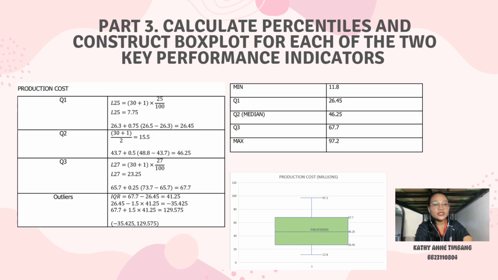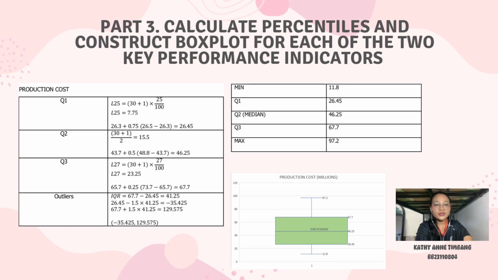I will present part 3 about percentiles and box plot. For production cost, it has a minimum value of 11.8 million and a maximum value of 197.2 million.